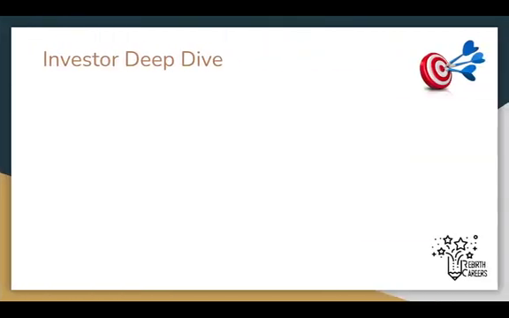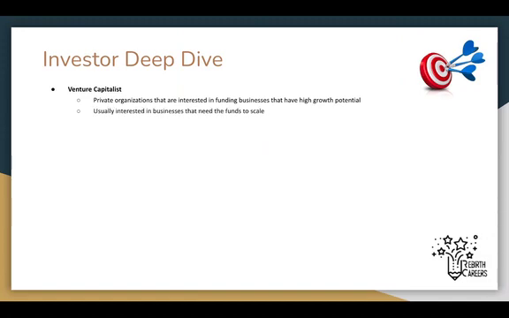Moving on to the next, let's move on. Right. So now we're going to look at the venture capitalist. These are private organizations that are interested in funding businesses that have high growth potential. So again, you would see VCs interested in businesses in the growth stage of its business life cycle because it's less risky. They're really interested in businesses that need funding to scale. So you want to grow.